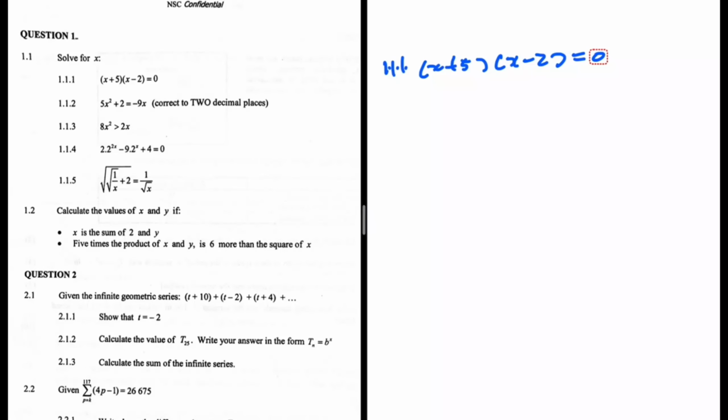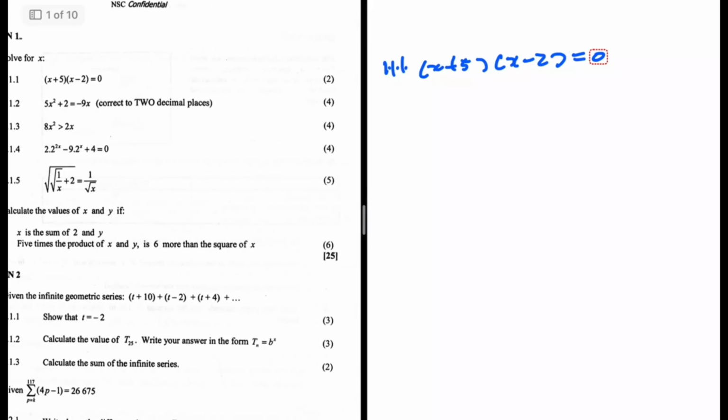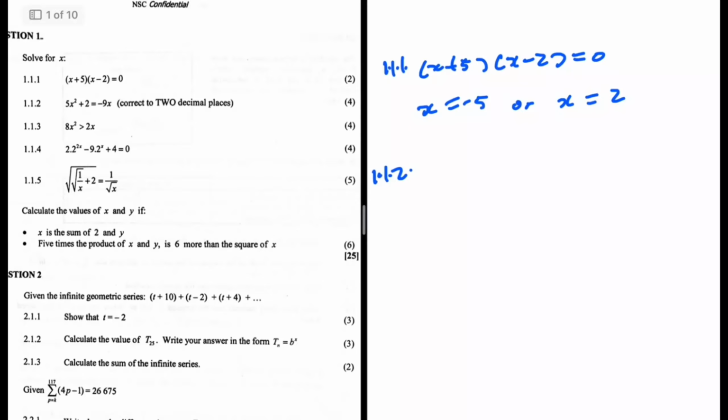Right, let's carry on. So obviously 1.1.1, 2 marks, starts off fairly easy. x is equal to minus 5, or x is equal to 2. There we go. And then 1.1.2, correct to 2 decimal places. So already we are expecting to use the quadratic formula.